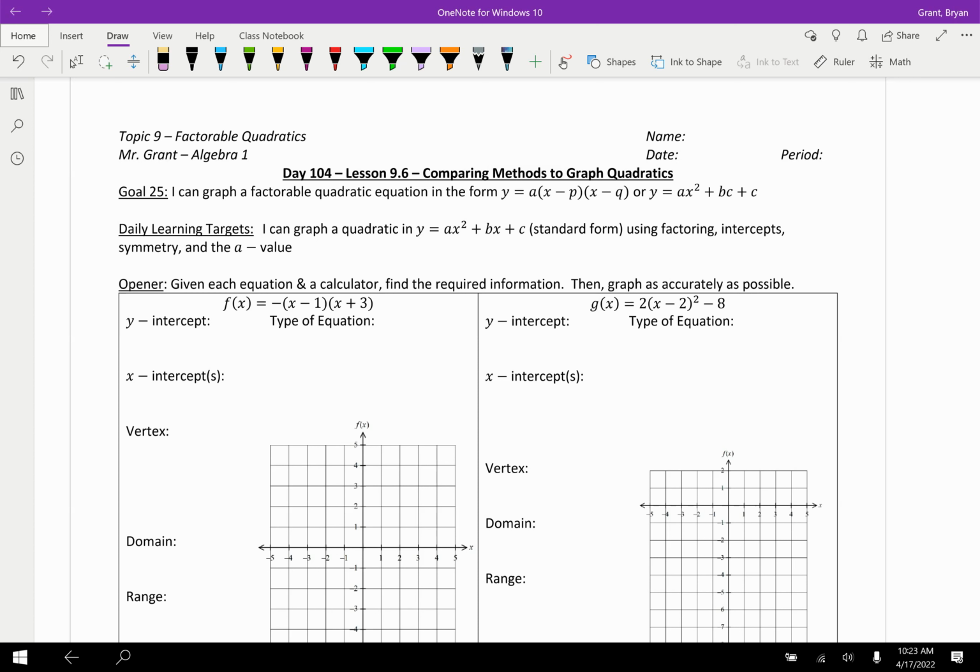We are going to be comparing methods to graph quadratics, and as a nice little bonus at the end, we'll remind you of some of the other graphs that you should be proficient with at this point in your math careers. So let's get to it.